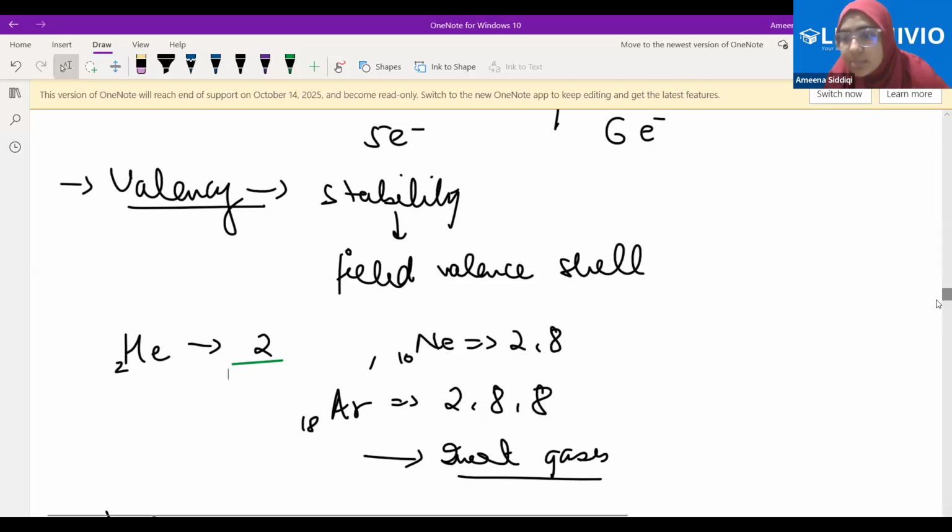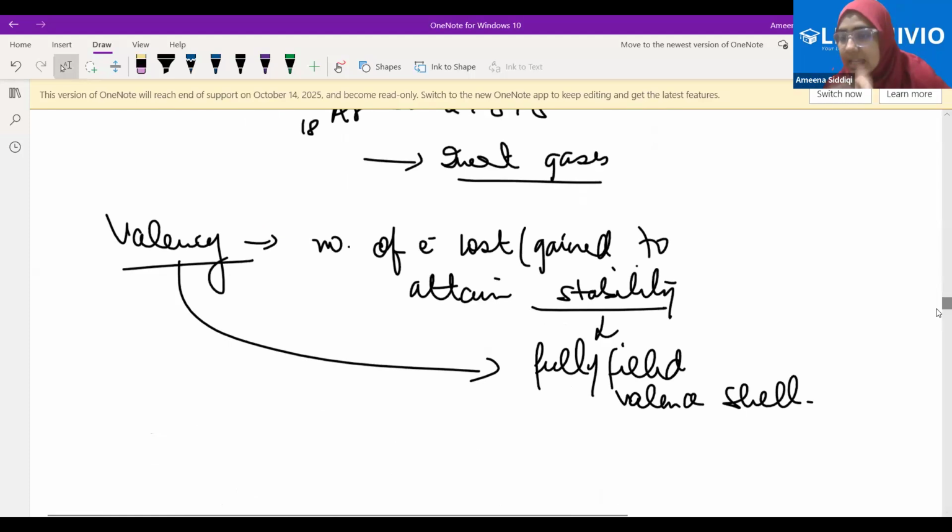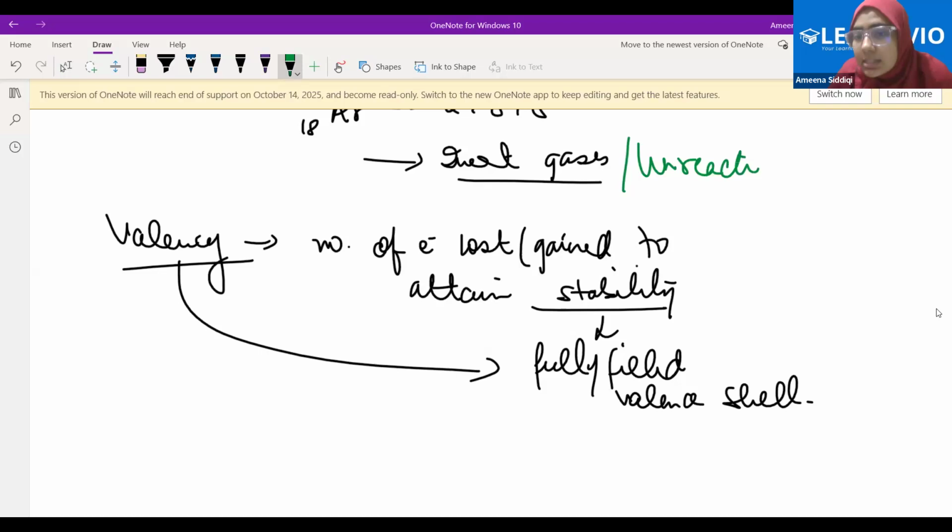So now let's come to the next point. These three elements among the first 20 elements are called inert gases. Why are they called inert gases? Because since they already have stability, they do not need to do anything. They will not react with anything because they don't want anything else and don't want to give anything. They already have their stability. Therefore, they are unreactive and therefore they are called inert, also noble gases.